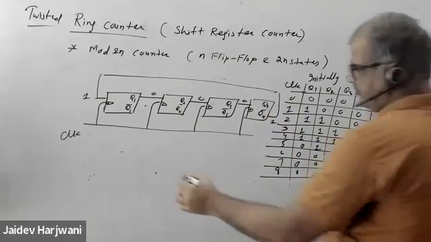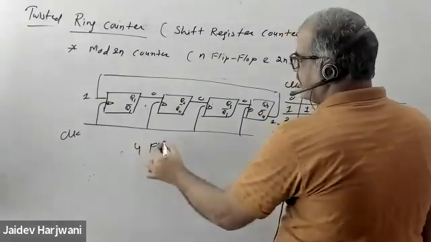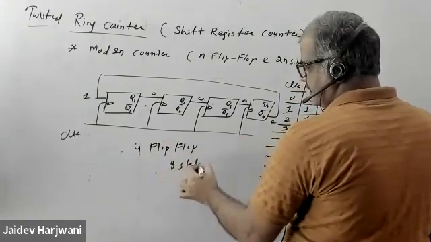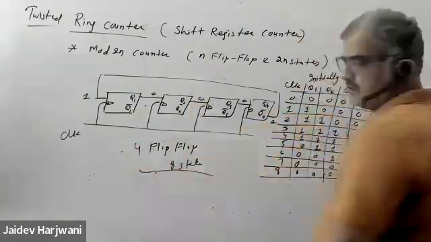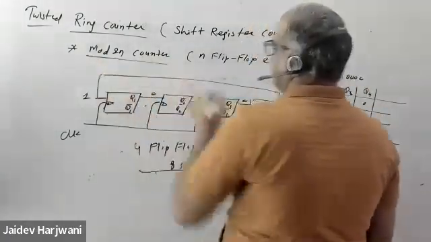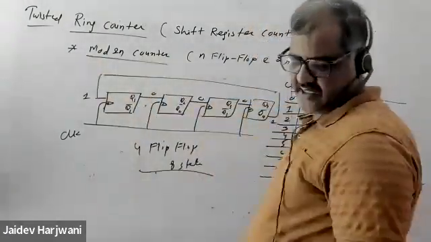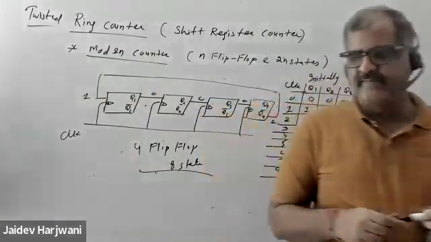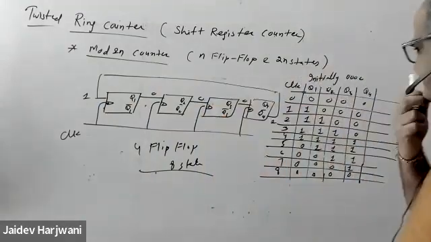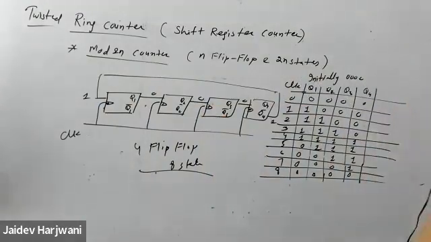So 4 flip-flops, 8 states. That's why this is called your mod 2n counter. In an objective question, they can ask small questions like this: the number of states. How many states are there in this type of flip-flop counter?